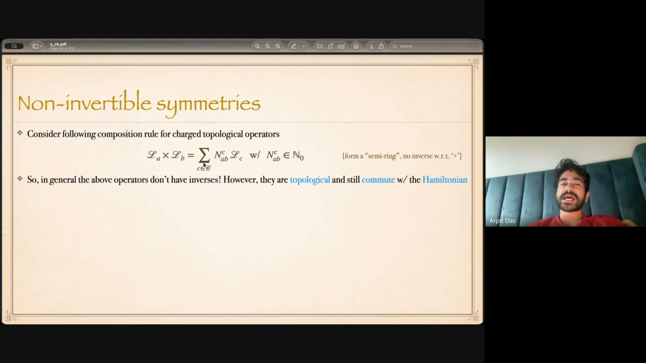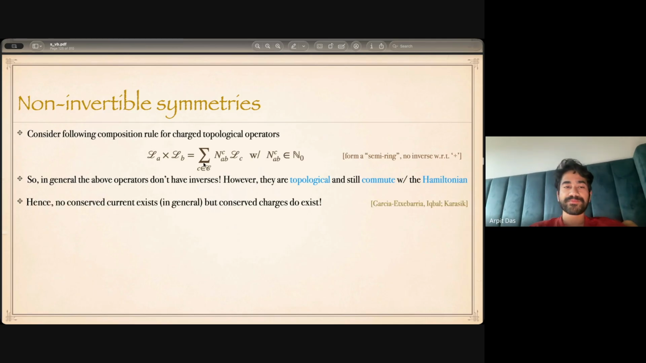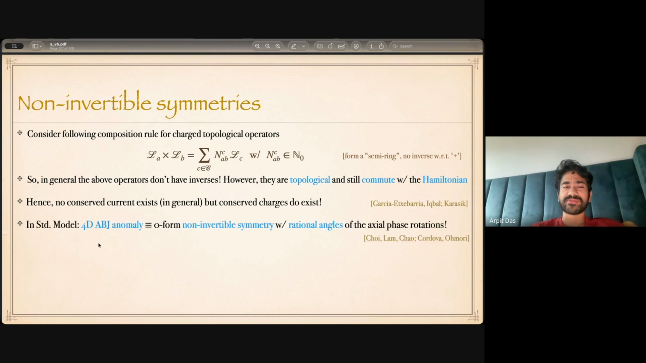Now, even if they are such exotic operators that they do not have inverses, they still can be topological and they still may commute with the Hamiltonian and hence can give rise to some conserved charges. So even though no conserved current might exist, you can still have some way to describe their action and write down some interesting things with them. And we discussed very briefly that the 4D ABJ anomaly is one such example, where these operators that are associated to axial phase rotations are topological and commute with the Hamiltonian, but since they are only defined for rational angles, they are not invertible.